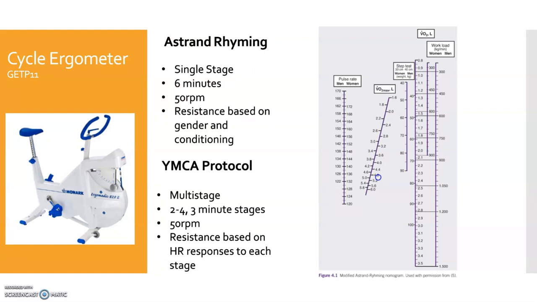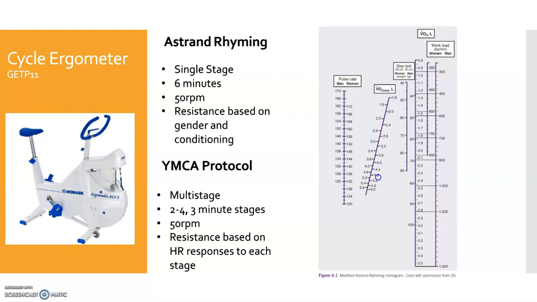For the cycloergometer, I'm showing you both the Astrand-Rhyming and the YMCA protocol. Those are probably the two most common that I see in the literature. Some of the differences: the Astrand-Rhyming is a single-stage test, so it's 6 minutes continuously at 50 revolutions per minute. And you adjust the resistance based on the gender of the person and their level of conditioning. Those instructions are in the guidelines for exercise testing and prescription.